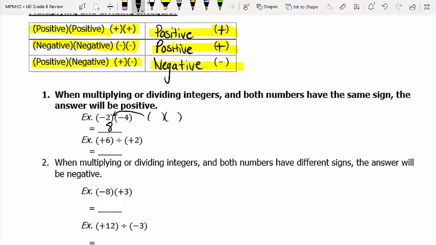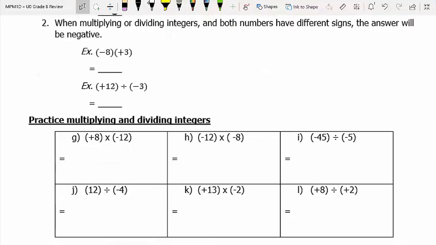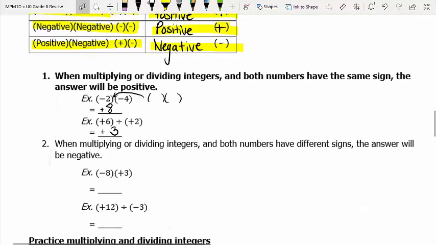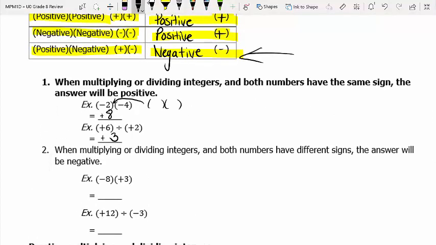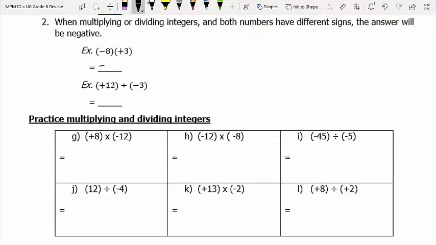Let's try positive 6 divided by positive 2. So we're dividing two positive numbers, so our final answer is going to be positive. And then 6 divided by 2 is 3. Okay, let's try this one. So -8 times positive 3. They have opposite signs. One is negative and one is positive. So by our chart here, we know our final answer is going to be negative. And then 8 times 3 is 24.